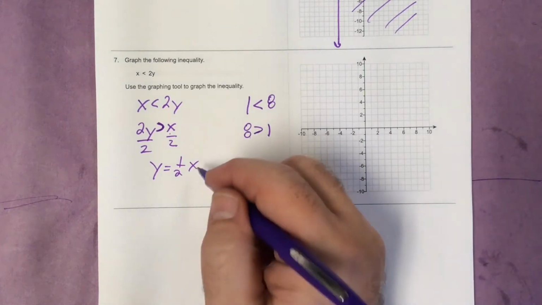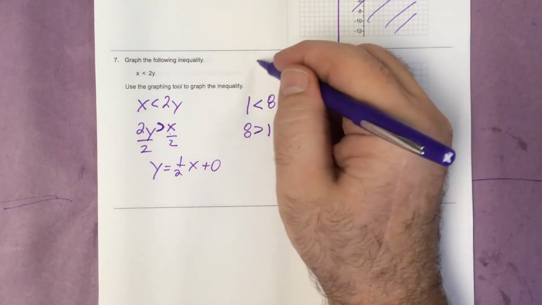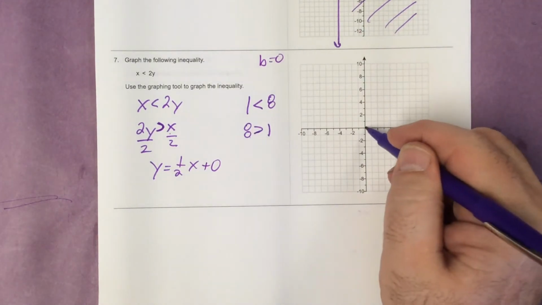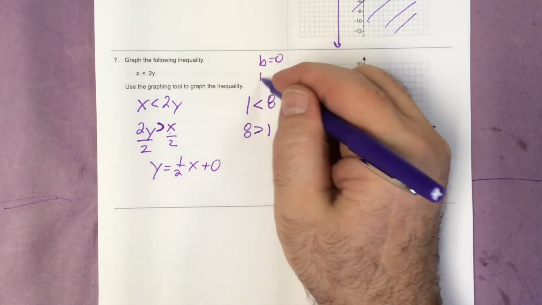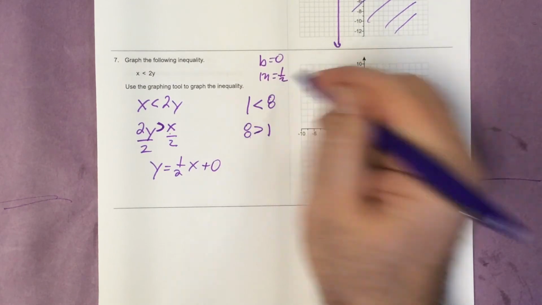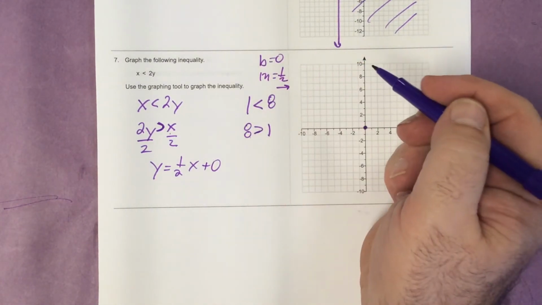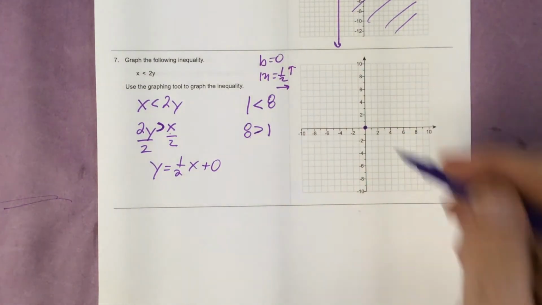One thing to remember about this, it doesn't explicitly give a y-intercept. But if you don't see one there, you could say that the y-intercept is going to be 0, which means that its y-intercept is right through the origin. Its slope is 1/2, and it's positive 1/2. So that means to plot points, I'm going to go to the right 2, and I'm going to go up 1.